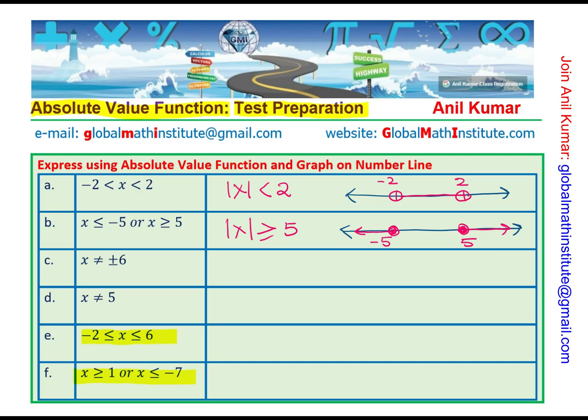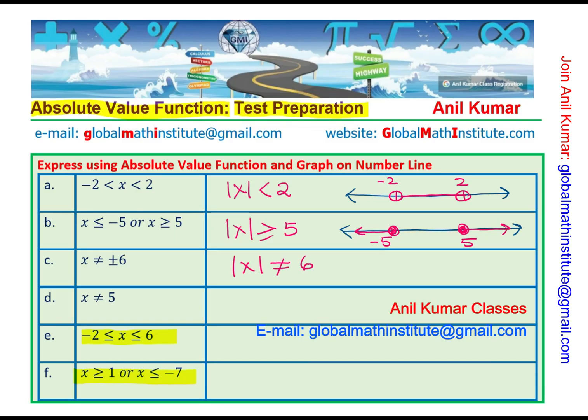Now let's move on. We have x not equal to plus minus 6. How do we write this as an absolute value function? When I say x is not equal to plus minus 6, it means we are looking for two values where x is not equal to plus minus 6. So we could say that absolute value of x is not equal to 6, correct? That really means that two values are excluded because minus 6 will also have absolute value 6.